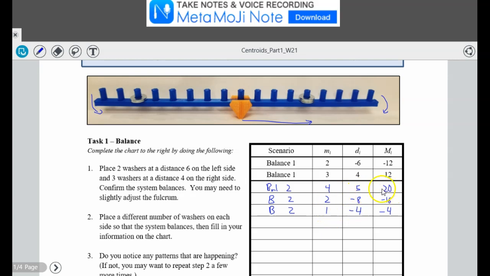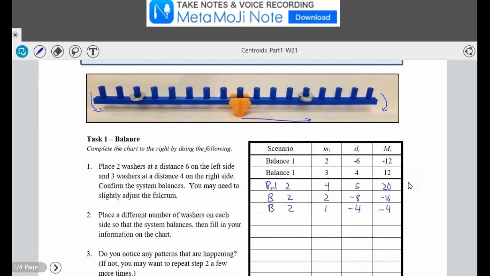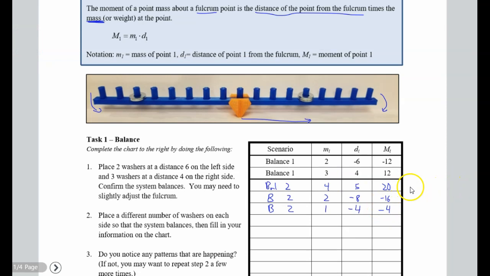But the thing to notice here is that your moment is 20 for the first one, -16, -4 for the second and third ones. And these moments all together should add up to 0. So if you go ahead and add all of these moments up together, so all of these 3, those should equal 0 if the system balances. So anytime you get balance in a system, you're going to get all your moments adding up to 0. So that's the main thing to take away from this first task.